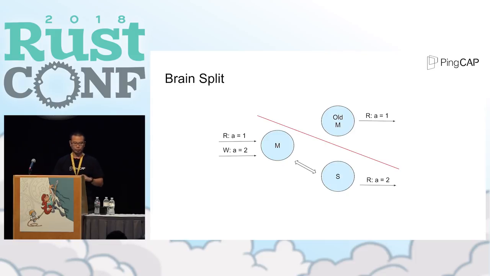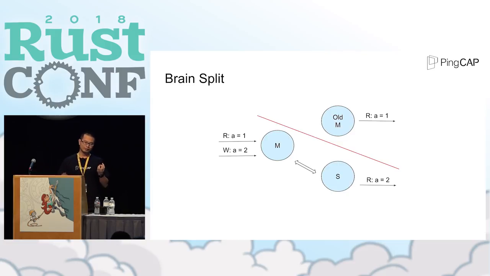And at this time, unluckily, some clients are still connected to the old master. So we meet a problem: can this client still read data from this master? Yes or no? I assume that now we have a key named A with value 1 in the master. So if the client reads A with value 1, it's okay.